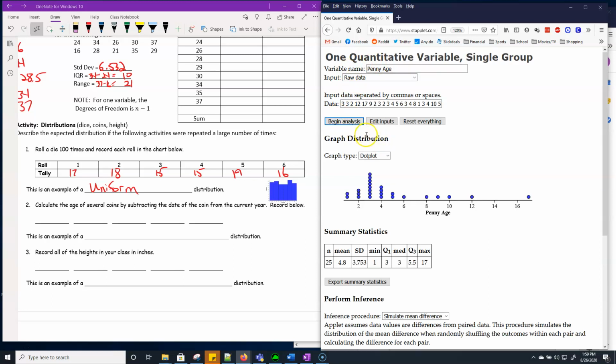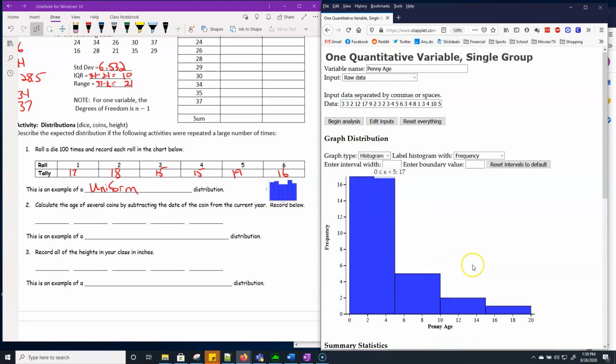Let's take a look at that one. Let's make it a histogram. And you'll notice what this histogram tells us is most of the data is pretty recent, within 5 years. Less than 5 years, 17 of them are. And then from 5 to 10 is 5 of them, and then 10 to 15 is 2, and there's only one coin that was over 15 years old.